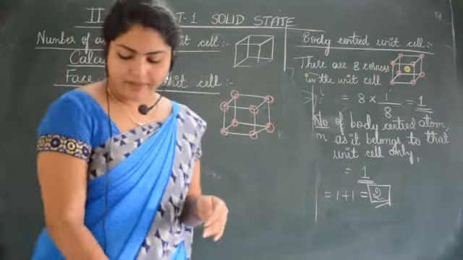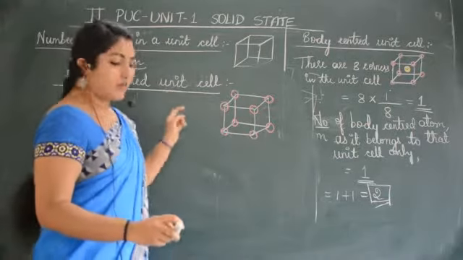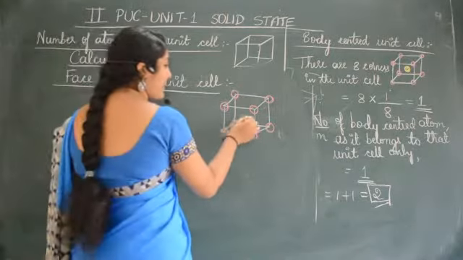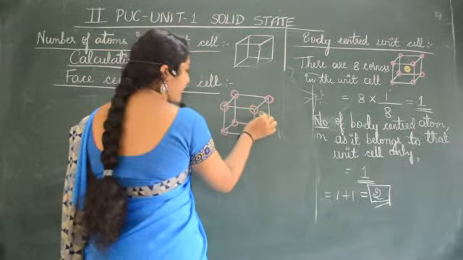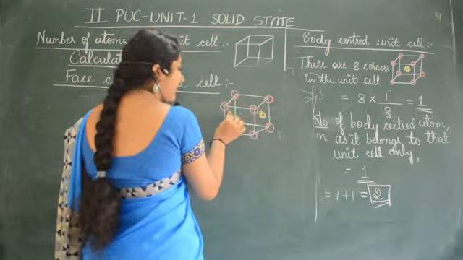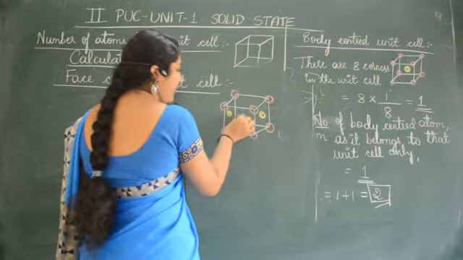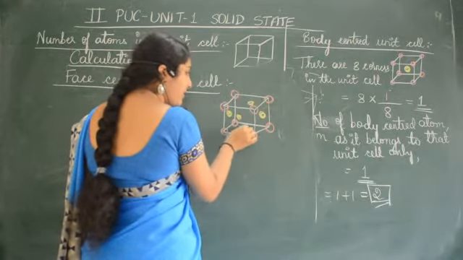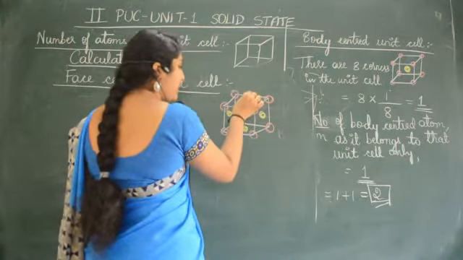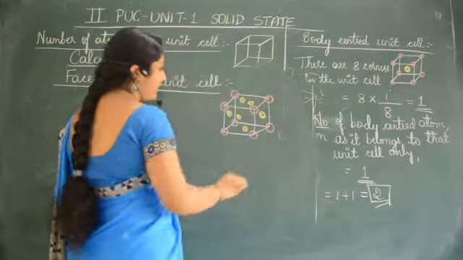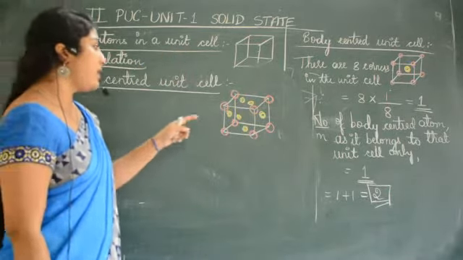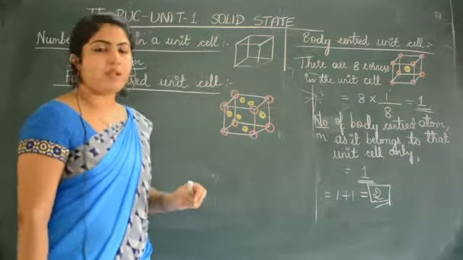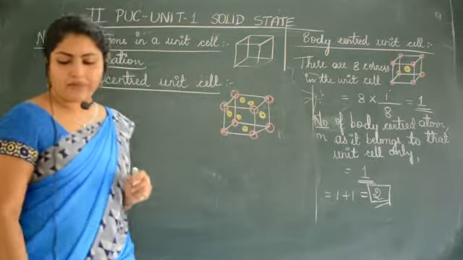6 faces are present. Now what does a face-centered unit cell mean? A face-centered unit cell means that there is an atom present on each face. This is one face, one atom. This is the second face: right, left, front one, back one, down one and up one. Do not get confused. Left, right, up, down, front and back, one atom each. So a total of 6 atoms are present.